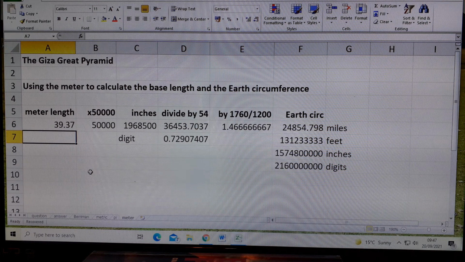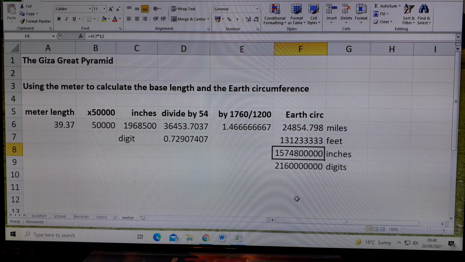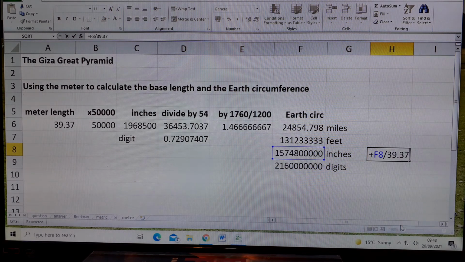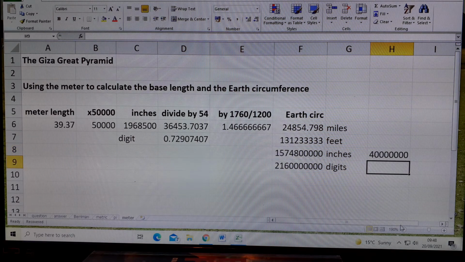To prove that this is working, we know that the modern meter is giving us this number of inches, and that has to be 40 million for this model to be working. And there it is, 40 million. This is what Berryman tells us in the Great Circle. There are 40,000 meters, regardless of the length of the meter.